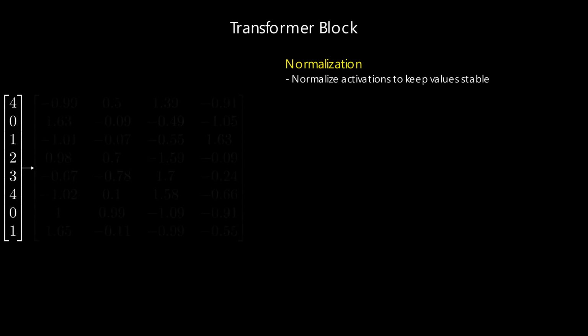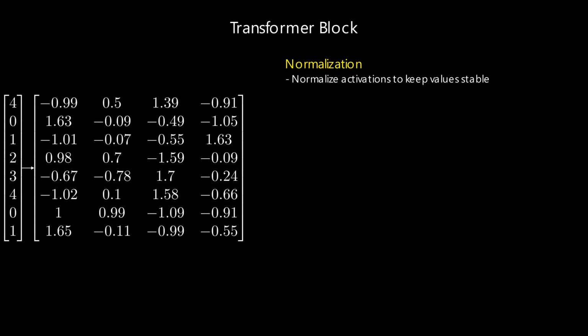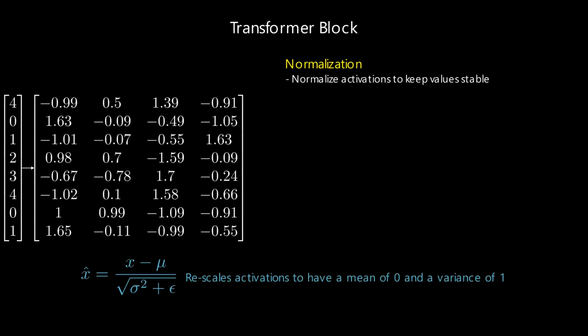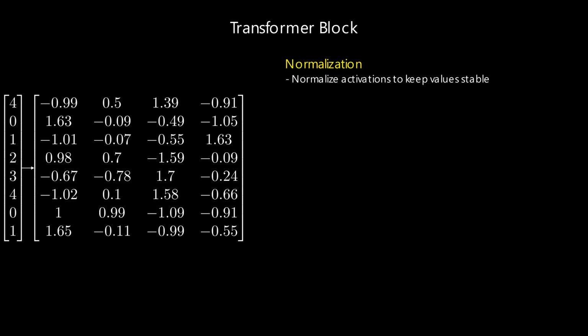Now let's understand the transformer block, the core of the model. The first step is normalization. Activations are normalized to keep values stable during training. Layer normalization rescales activations to have zero mean and unit variance, and then applies learned scaling and shifting parameters too.